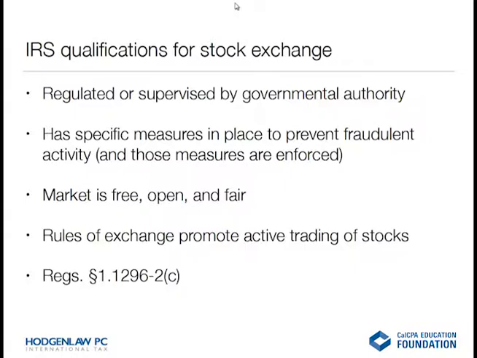Now, for the most part, like I said, I don't see many people actually think about these rules very much. For the most part, most of the major exchanges that you're going to see where things are most commonly traded will probably just meet these qualifications.